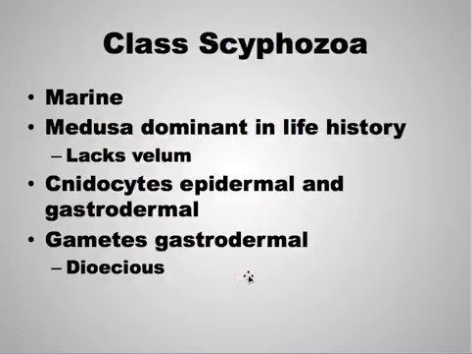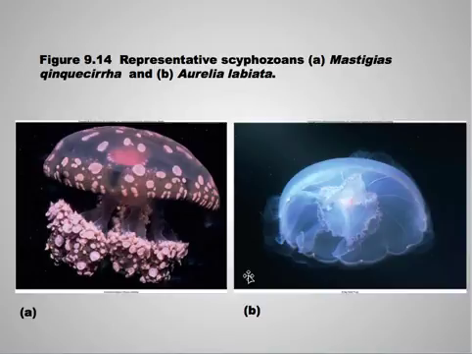The scyphozoans are marine. Medusa is dominant in the life periods. It does not have a velum. The cnidocytes are found epidermally and gastrodermally. And the gametes are gastrodermal too, and they are dioecious, so there's both male and female form.